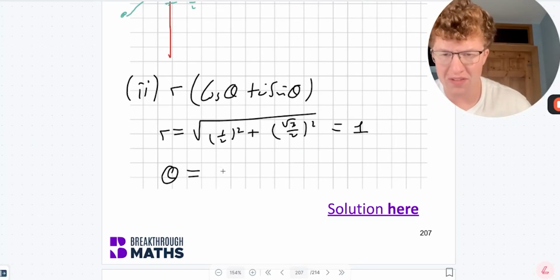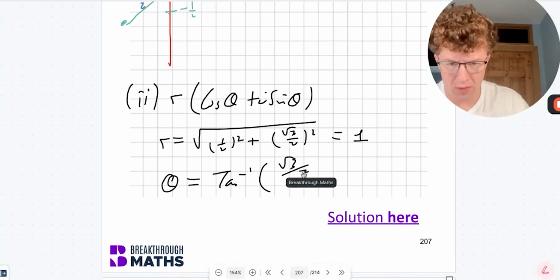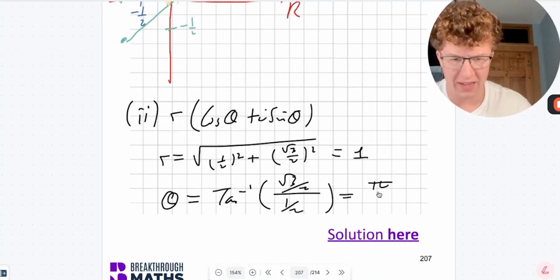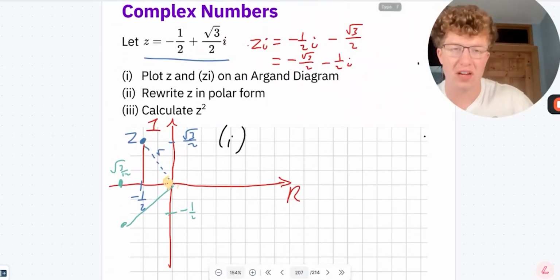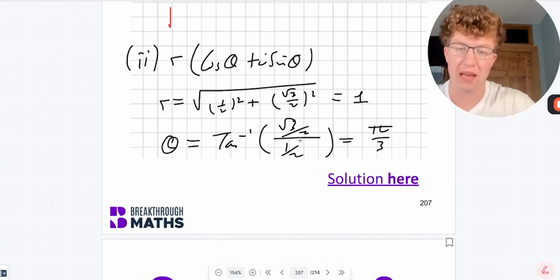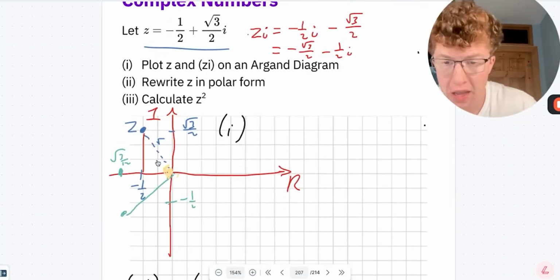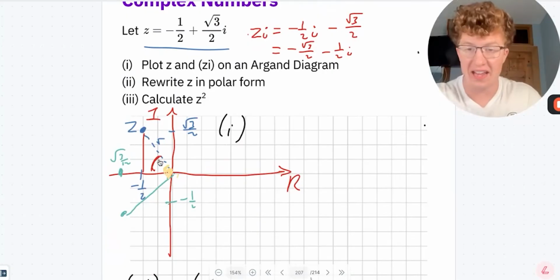And then theta is going to be the inverse tan of the opposite over the adjacent. So, it's going to be root 3 over 2 divided by 1 over 2, like that. That's going to be pi over 3 is the angle then. Well, okay, no. This is where we're going to have to look at the diagram. So when you fill that into the formula, the opposite over the adjacent, we get pi over 3. That's the angle here. That'll be this angle here. I'll call that angle x.